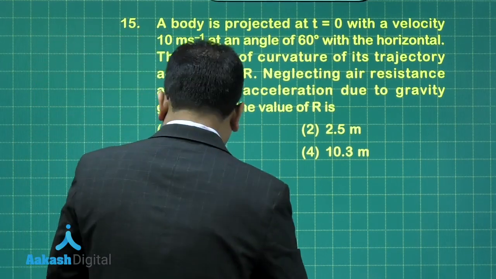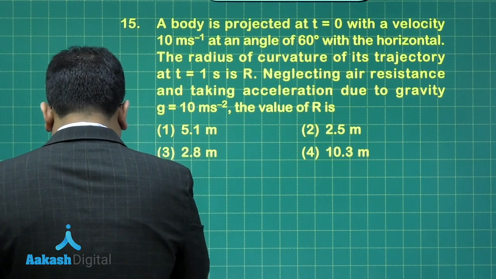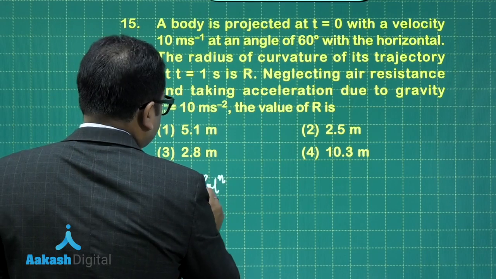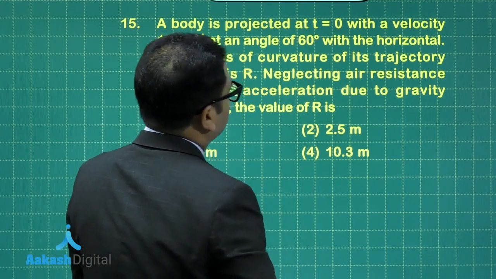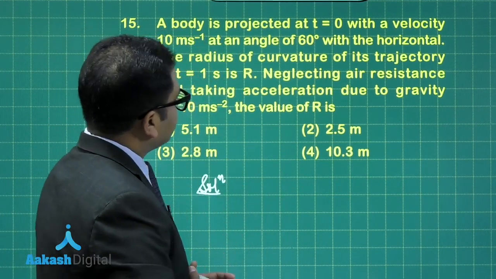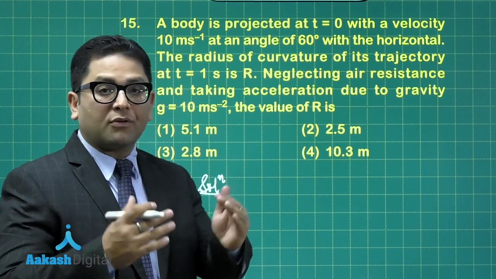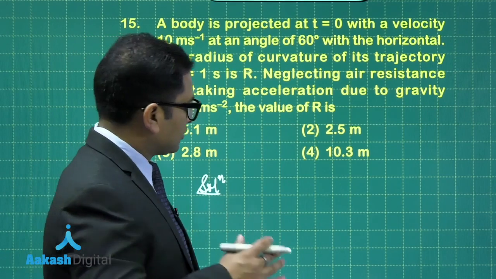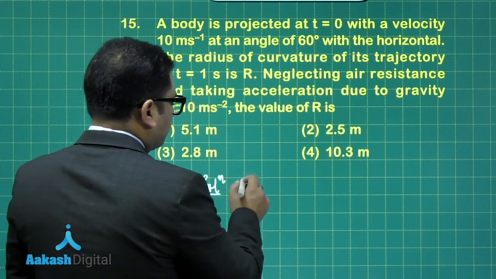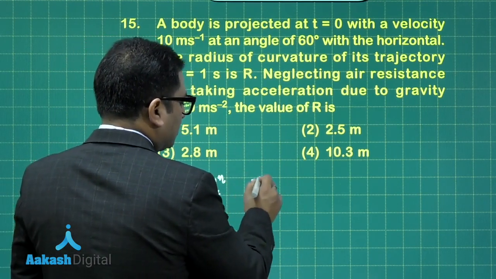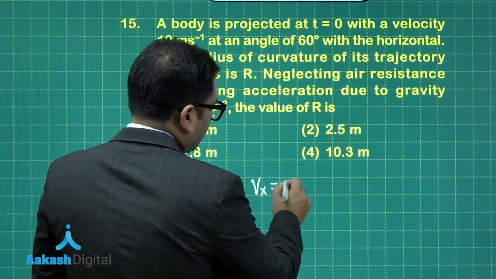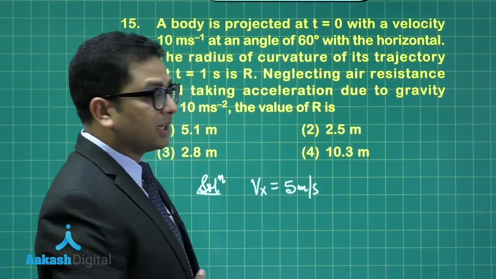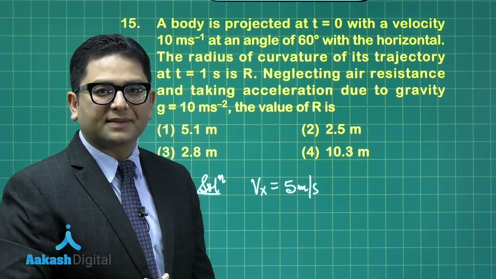So in order to calculate this, what we will see is that initially the velocity is 10 meter per second at an angle of 60 degrees. So the x component of the velocity will be 5 meter per second. In other words, the x component of the velocity at 1 second would still be 5 meter per second, for the simple good reason that the x component of velocity does not change.